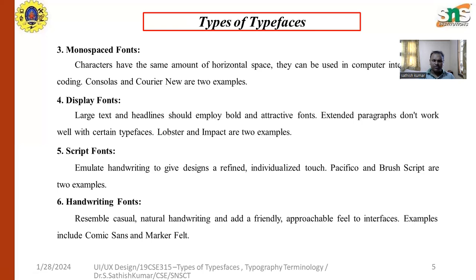So monospaced fonts, the characters have the same amount of horizontal space. They can be used in computer coding. So Consolas and Courier New are the two examples for monospaced fonts. So next one is the display fonts. Lobster and Impact are the two best examples.